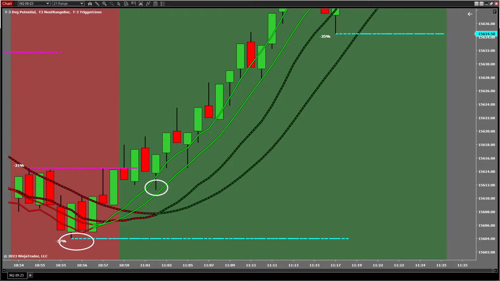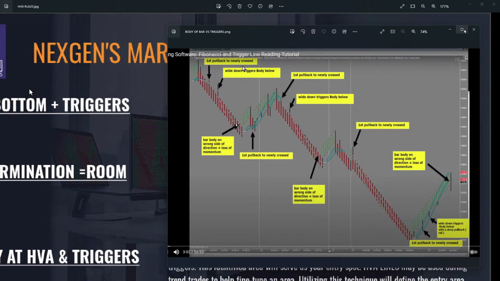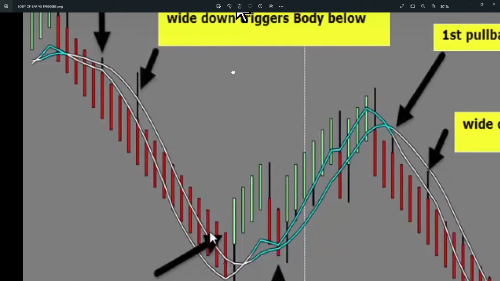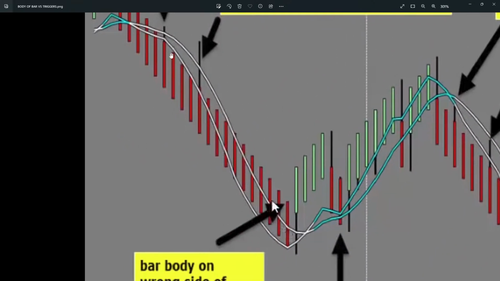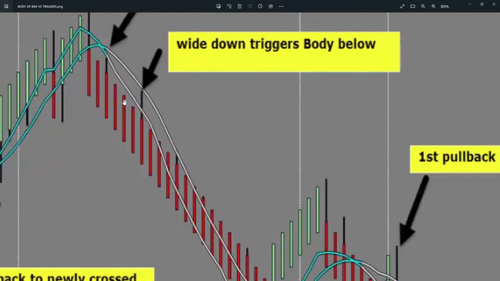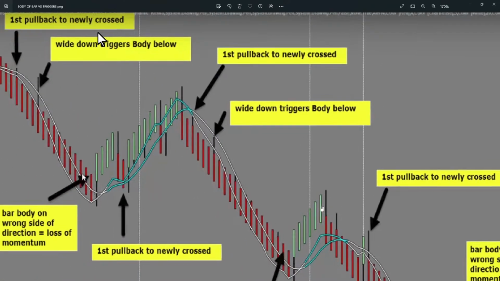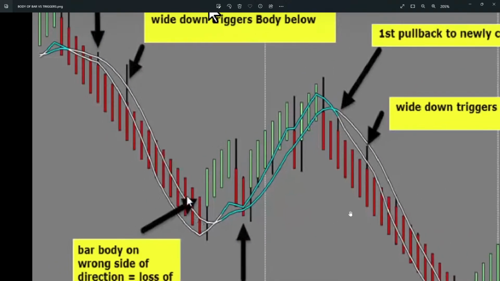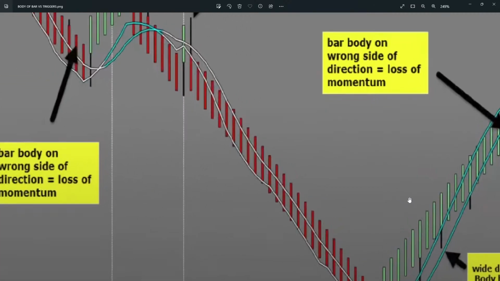I'm going to digress one more time because I think all these lessons just keep wrapping into each other. So this lesson from 2015, remember what we had talked about: wide small triggers with the bodies of the bars below it. And then eventually the bodies of the bars get inside and above, and then that goes the other way. So it's the same thing.